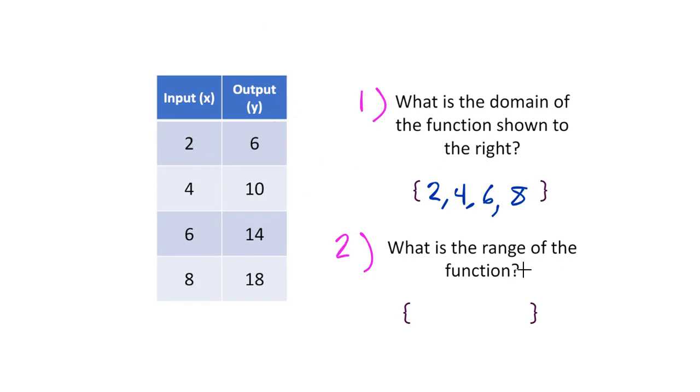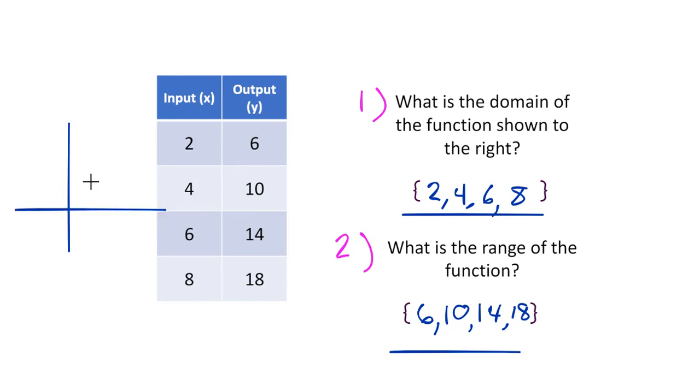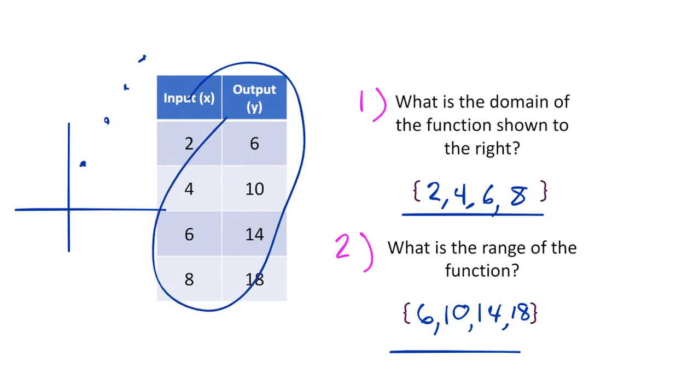The range, all the y values, all the outputs. What do you see? I see a 6, I see a 10, I see a 14, and an 18 right in there. And that's our range. So the domain is this, the range is that. And from what it looks like right here, although we could come up with an equation for this, if you just had these plotted on a graph, let's pretend it was something like this, this would be discrete, okay? This would be a discrete set of points. Discrete domain and discrete range.